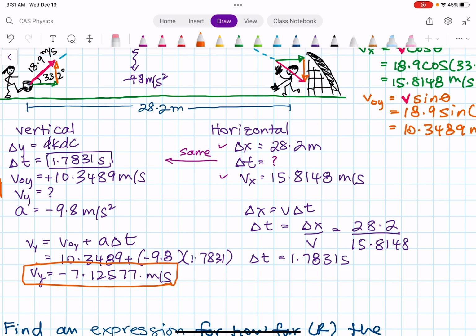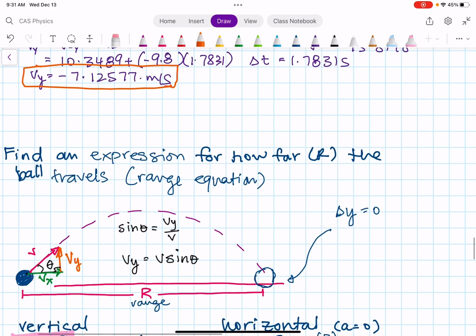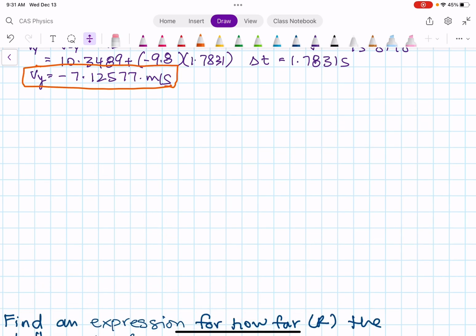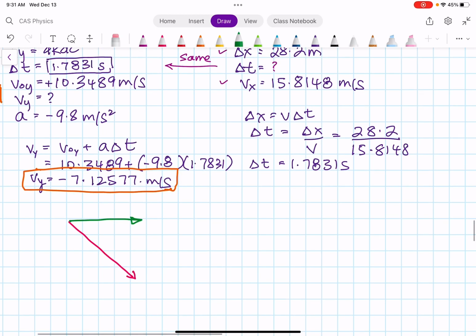So that is actually not what the question is asking us for. The question is not asking us for the y component, it's asking us for the hypotenuse. So let me just draw this out down here. Hang on, let me move all that down. Okay, so the instant the goalie catches the ball, it's doing something like this. It's moving down. We know the x component never changes, so the x component is still whatever it was before, 15.8148.